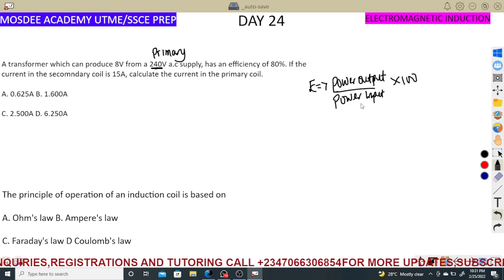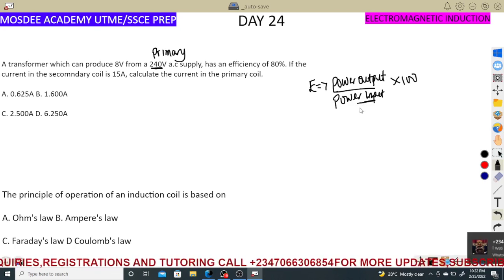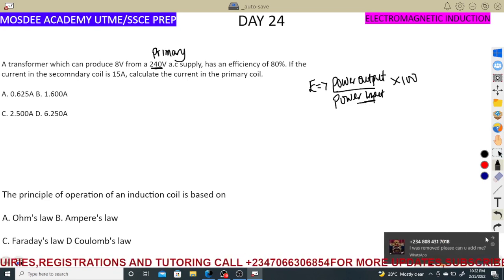Times 100. Now, your input is that place where your transformer is planted. So input is always the mains. Please keep that at the back of your mind. Input is always the mains.